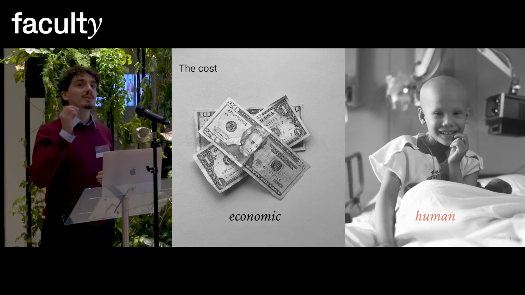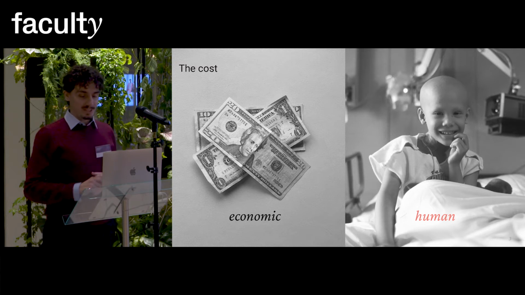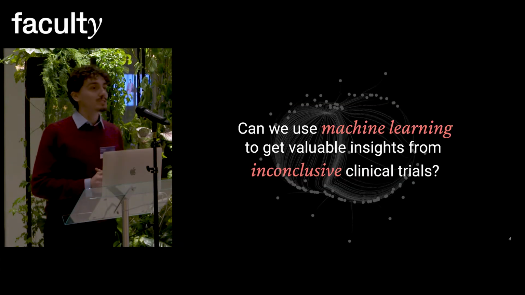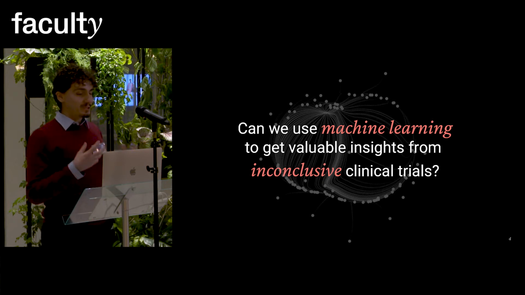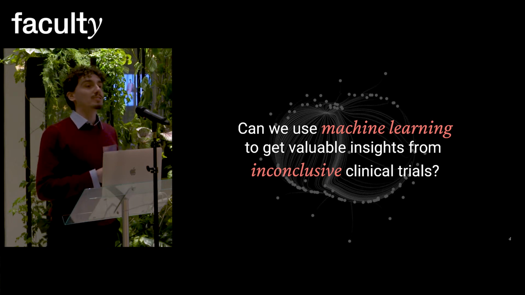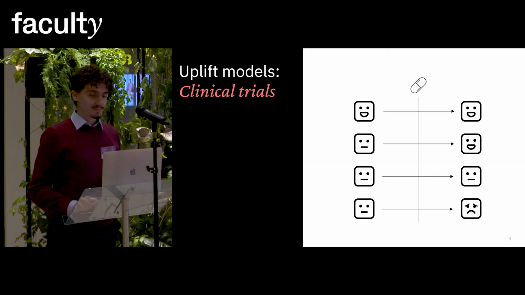Also, of these 90% of drugs that get rejected from the clinical trials process, there might be some drugs that actually can be life-changing for some small groups of people that we can't really identify with clinical trials. So this was my question. Can we use machine learning to get more out of these inconclusive clinical trials? And also, can we use it to identify groups of patients where these drugs actually were beneficial?